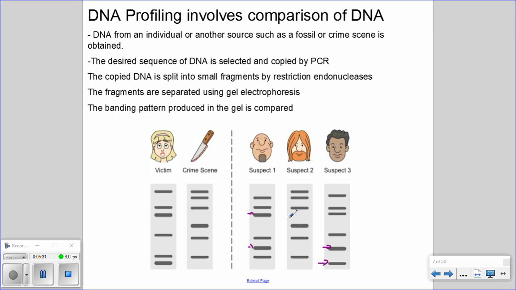Now, suspect number 2 has these two large fragments that appear to be similar to DNA found at the crime scene. It has this rather thick band of mid-size that's also found at the crime scene, and these two smaller fragments match DNA found at the crime scene as well. So in comparing the banding pattern of suspect number 2 to the banding pattern of the DNA found at the crime scene, we can say that suspect number 2 is the criminal in this particular crime.